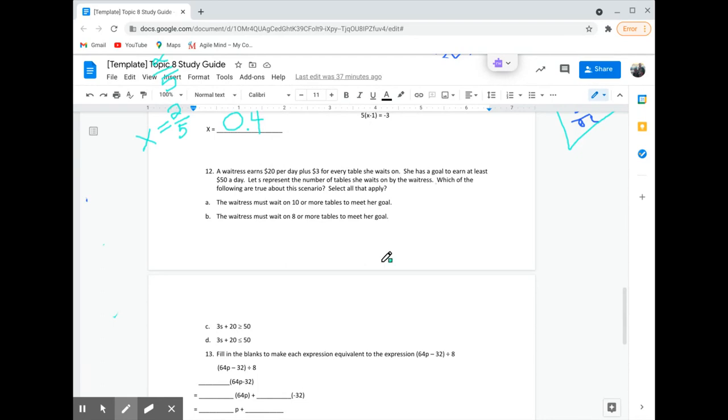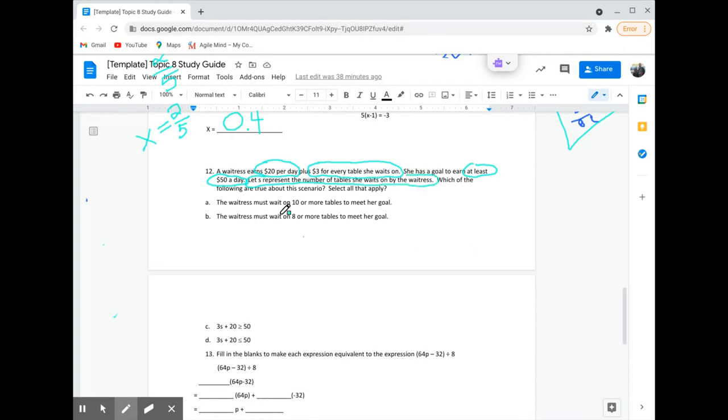Select all that apply. All right, so how much do they earn per day? $20. And then how much do they get for every table they wait on? $3. Okay. And how much is her goal to earn? 50. All right, and it says at least 50, right? So what does that mean if we're thinking about an inequality? Greater than or equal to. Correct, because she wants to make that amount or more.